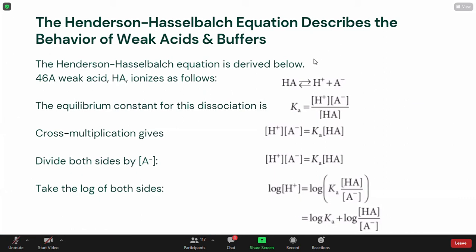Weak acids and its salt. Diba? It is a combination of weak acid and its salt. So weak acid, can you give me a weak acid?